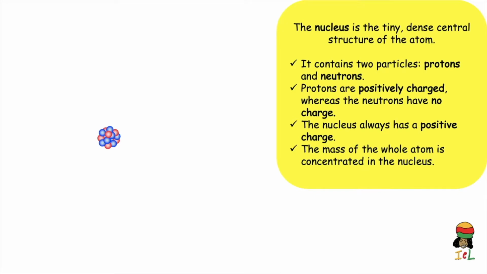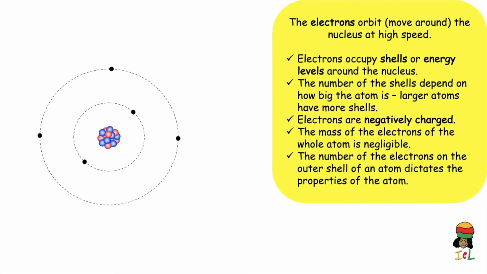Now, the particles in the nucleus, the protons and the neutrons, contribute to the overall mass of the atom. So the mass of the atom is concentrated in the nucleus because the protons and the neutrons contribute to the mass of the atom.